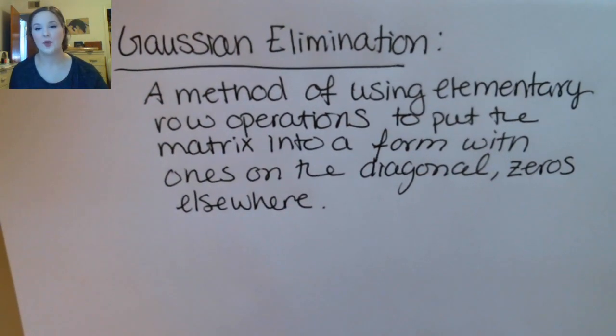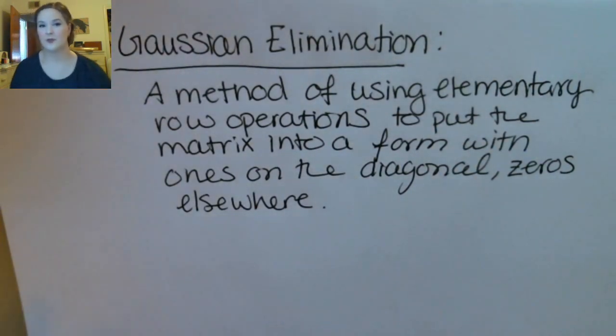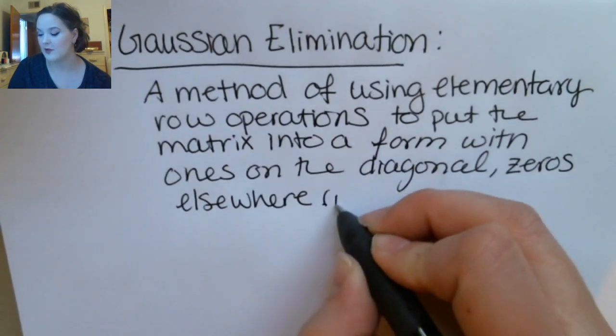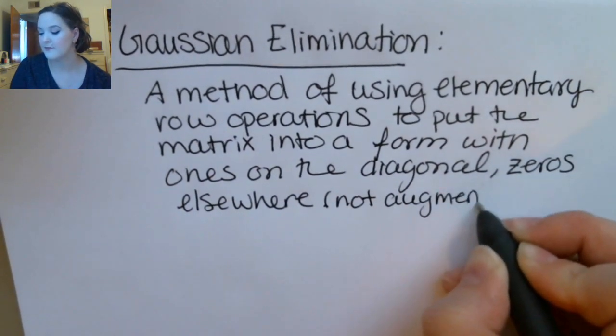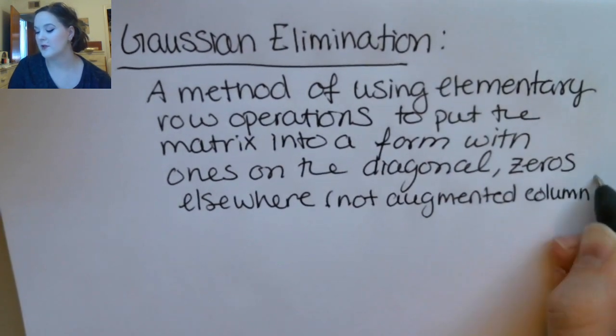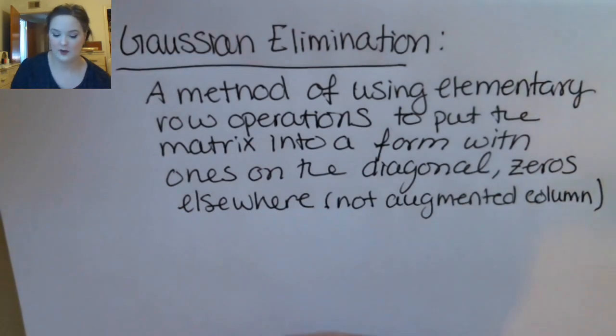Okay. So you're using elementary row operations and you want to put the matrix into a specific form. That form has ones on the diagonal, and then it has zeros everywhere else, except not the augmented column. You're not really concerned about how the augmented column looks while you're doing this procedure. You're really concerned with the part that's corresponding to the coefficients.